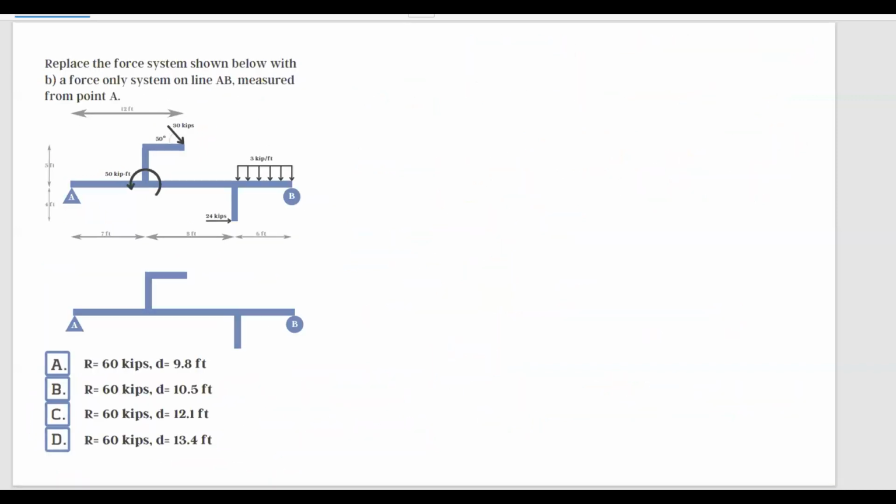Now, moving forward, let's go to B, where we have to come up with an equivalent system with a force only on line AB measured from point A. So when you are given this, you have to follow the same steps we did before. One, sum of forces in the X direction. Two, sum of forces in the Y direction. And three, sum of moment about the point, in our case, point A. But we already have done all that, so I will not repeat it.